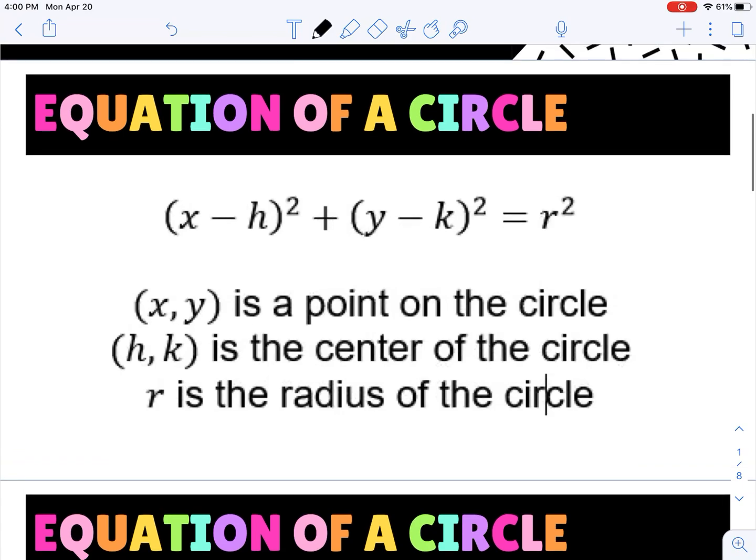Okay, so the equation of a circle is (x minus h) squared plus (y minus k) squared equals r squared. The x and y are points that are on the circle. The h and the k is considered the center of the circle, and r is the radius, which you should be familiar with. Okay, the radius is always squared.